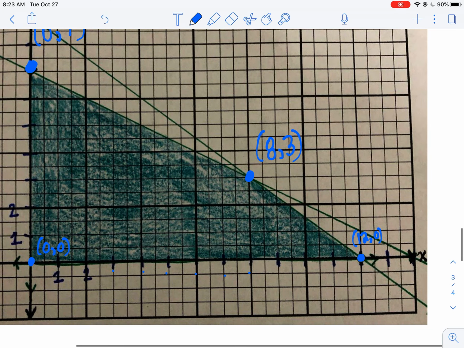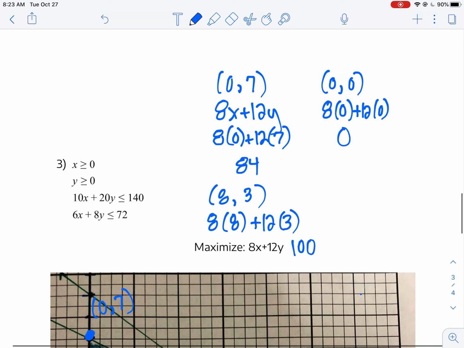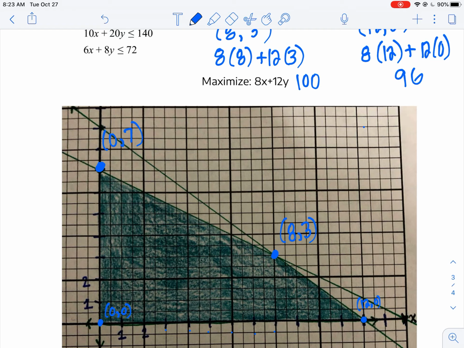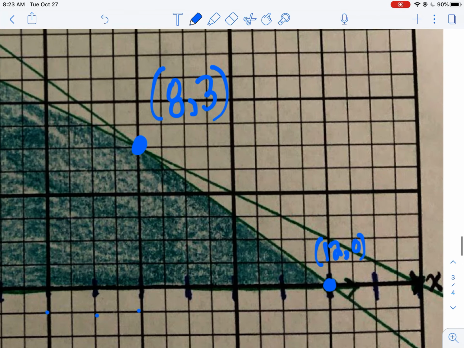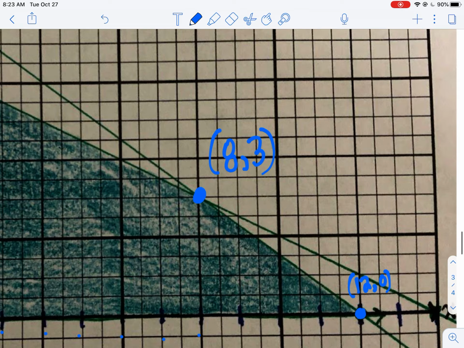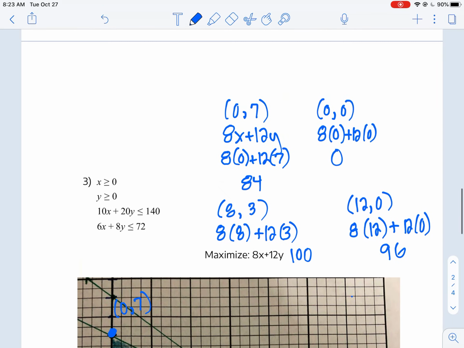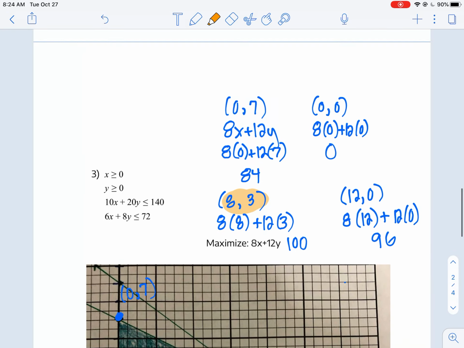And then last but not least, I've got 12, 0 down here. So 12, 0. 8 times 12 plus 12 times 0 gives me 96. Let me double check to make sure I got everything here. Okay, that was 12, 0. I had 8, 3 right here, 0, 0, and 0, 7. So now, which point maximized my function? Which one gave me the greatest answer? 8, 3 it looks like. Even though I'm just going to double check.